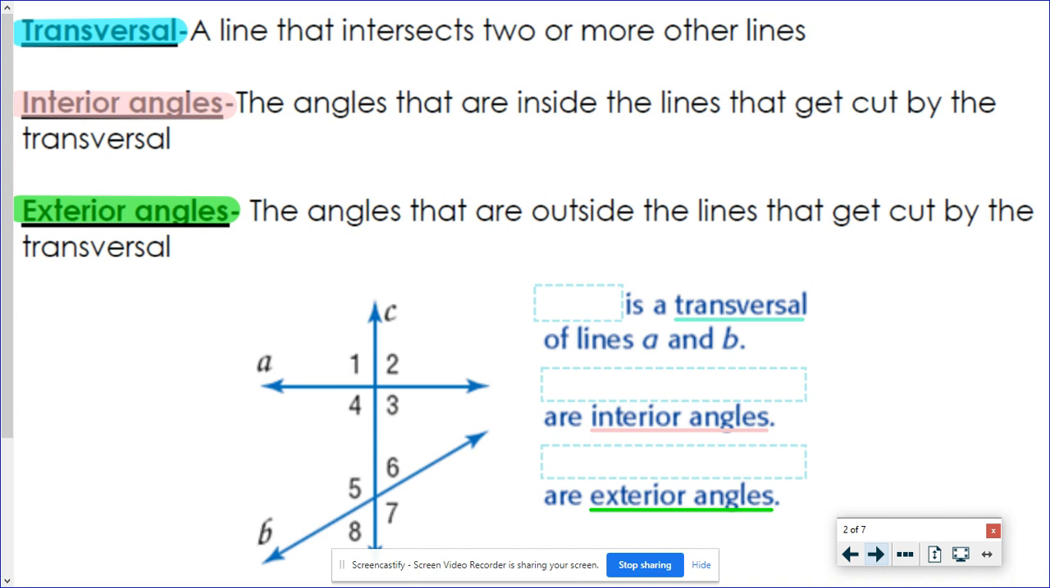And I'll even uncover this first answer here. In the picture, it says blank is a transversal of lines A and B. Line C is the one that's going to be intersecting those. So line C is the transversal on that.